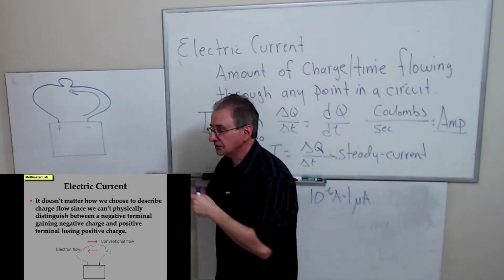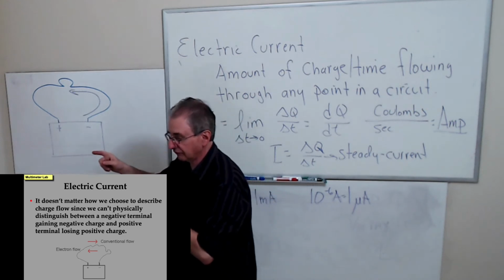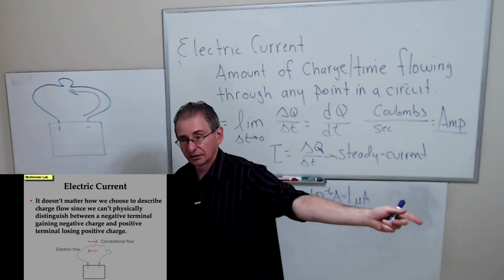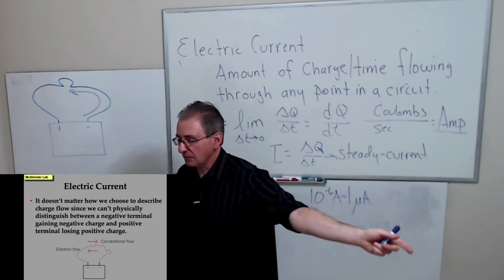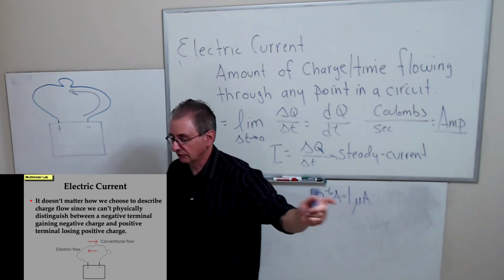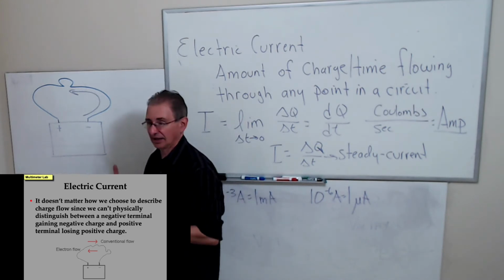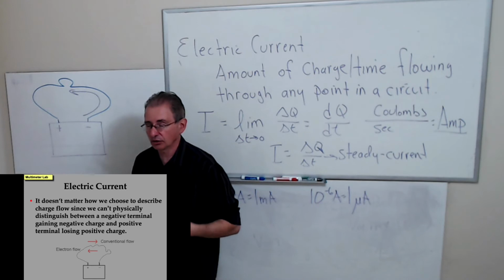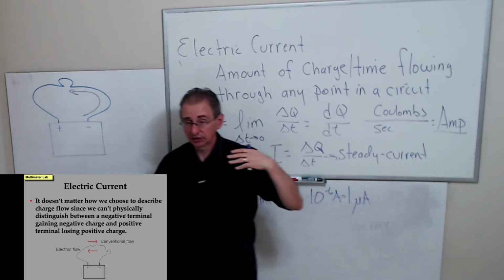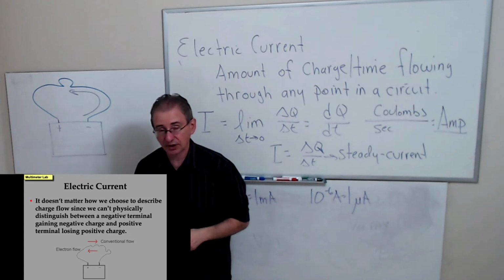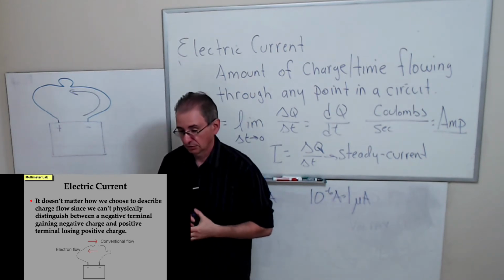But because a negative charge moving to the left is the same as a positive charge moving to the right, it doesn't matter whether we use conventional flow or electron flow to analyze a circuit. You can use either convention to analyze a circuit, because when you do the calculations, you'll get the same thing. Okay?